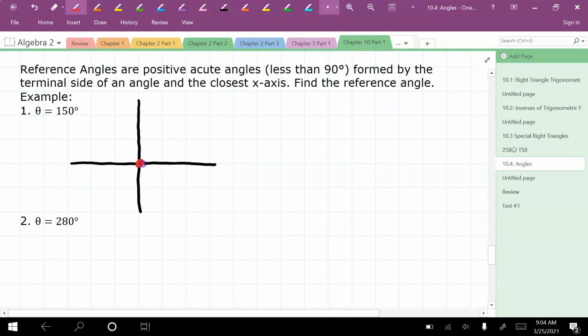So your initial side is still going to be in the same position. Think about this is 150 degrees, so it's not going to be all the way to 180. It's going to be in between 90 and 180 on my graph, so we're going to be in quadrant 2. I'm going to draw my line here, kind of estimate where I think 150 degrees would be.